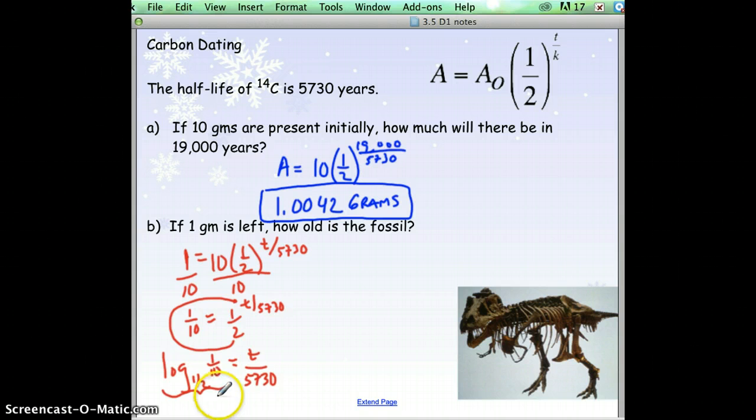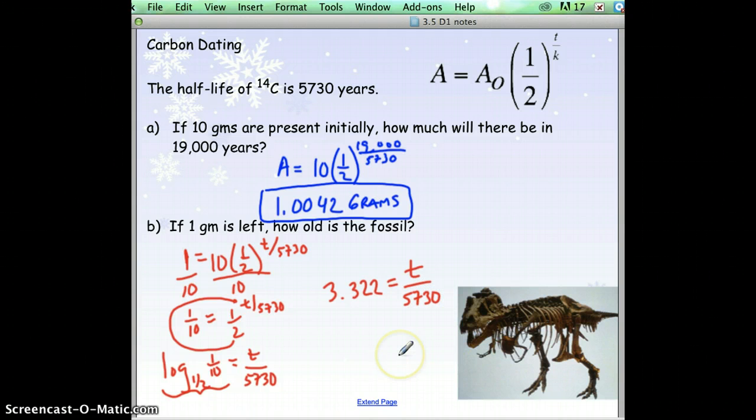Log base 1/2 of 1/10. Type that in your calculator and see if you get what I get. Okay, so I got 3.322 equals t divided by 5,730.